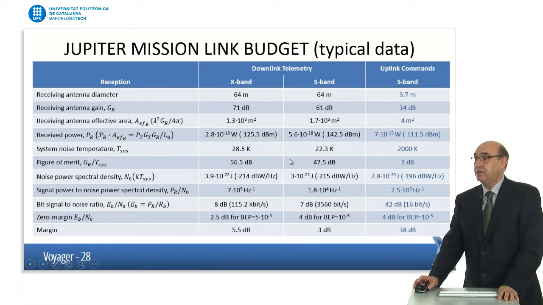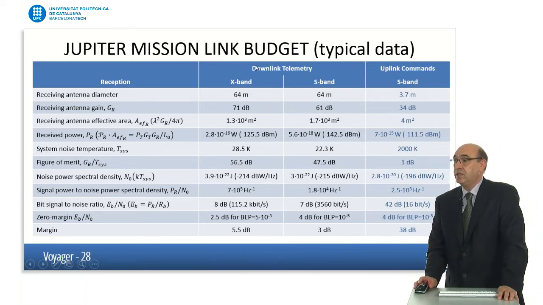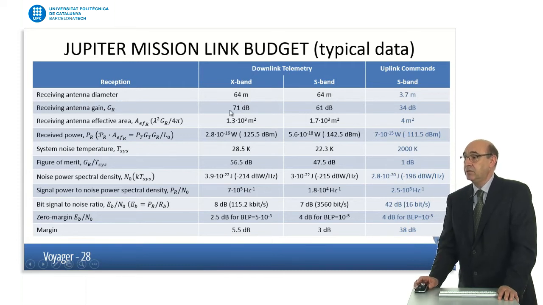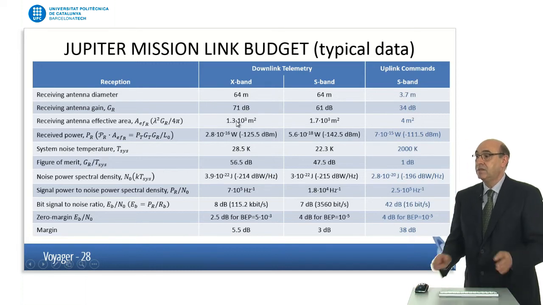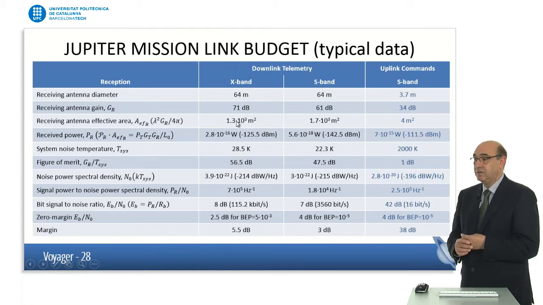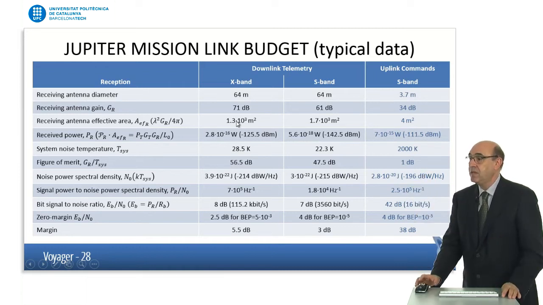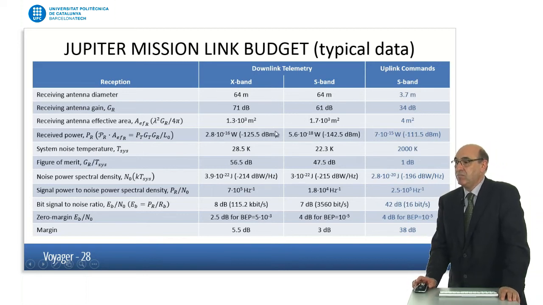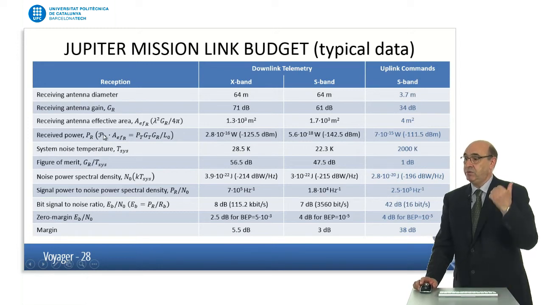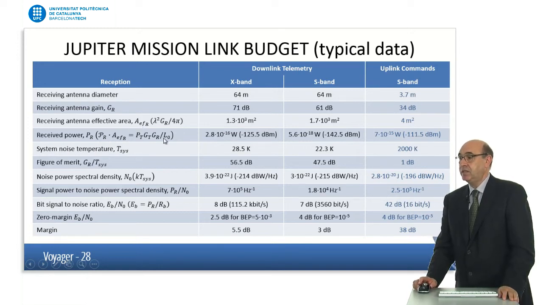On the receiving part, now we are going from the Voyager to Earth. The antenna on Earth is 64 meters, 61 dB and 71 dB at those two frequencies. Look at the effective area. This is about 1,300 square meters. It's a very large size antenna, while on the Voyager it is just 4 square meters. The received power is just the product of the previous power density times the effective area of the antenna, and this gives you this number.